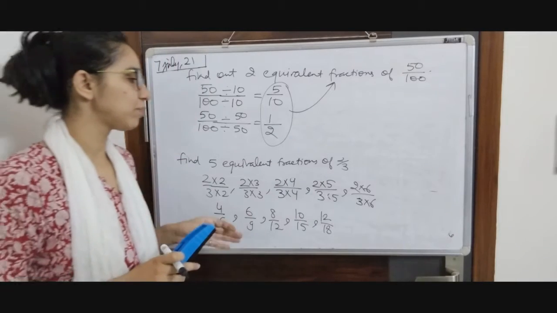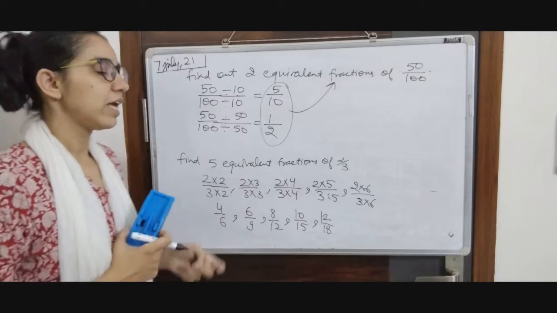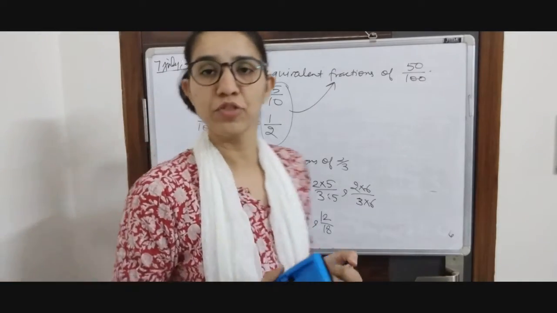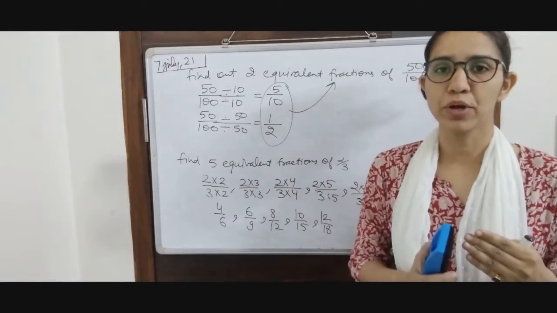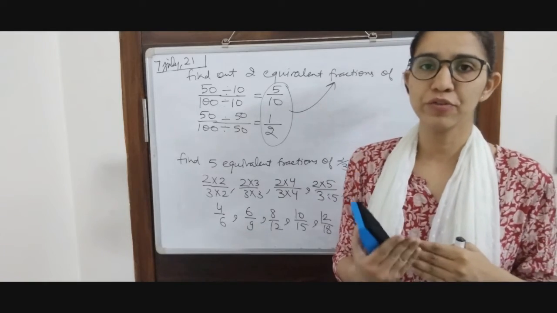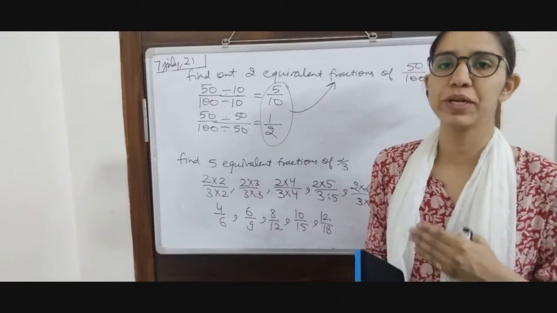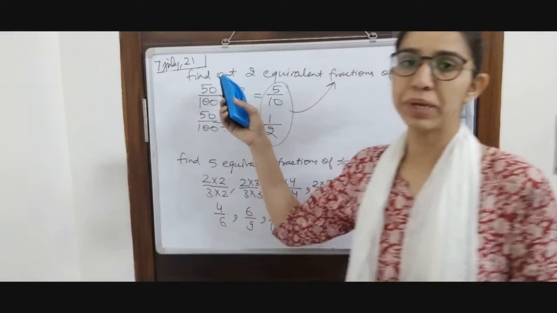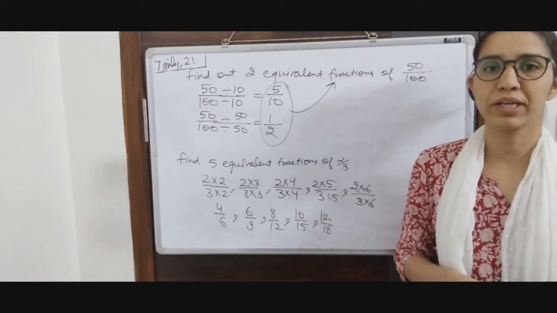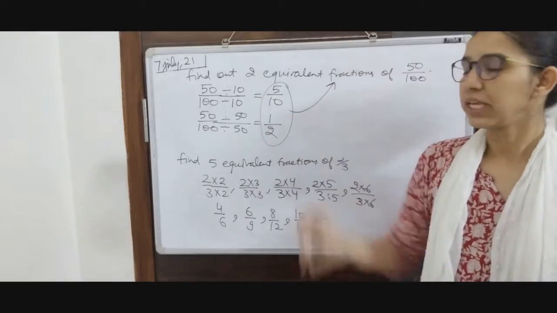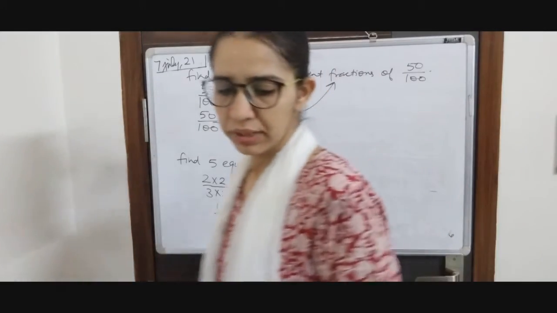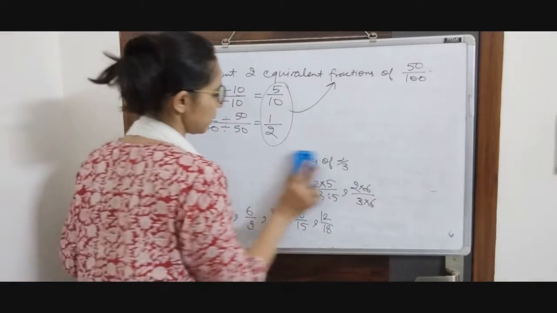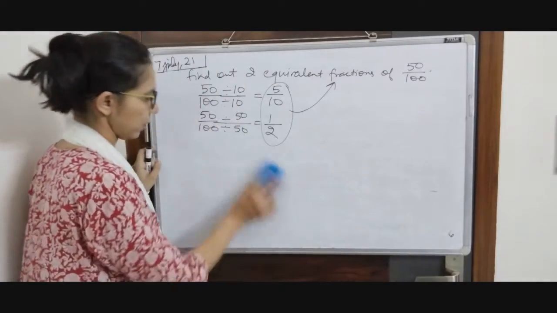So from these examples we can conclude that if we have a fraction, we may multiply the numerator and denominator by the same number to get a new fraction which is equivalent to our given fraction. Also we can divide the numerator and denominator by the same number to get an equivalent fraction of the given fraction. Next we have the simplest form of a fraction.